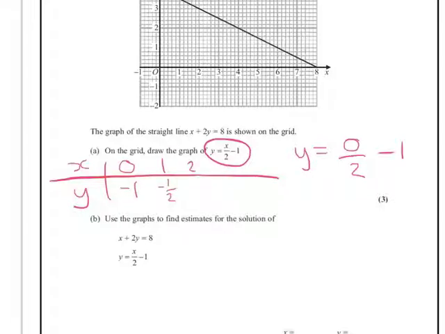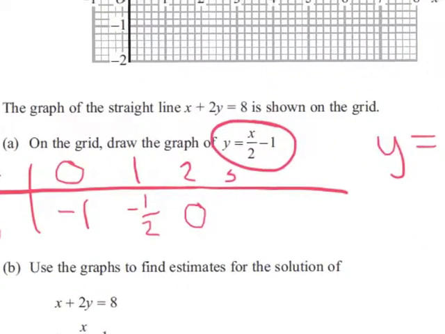We're going to have 2, and that's going to give us 2 over 2, which is 1, take away 1, which is 0. Then we're going to have 3, and 3 over 2 is the same as 1.5, take away 1, which is a half. And if we keep going with 4, 4 over 2 is 2, take away 1 is 1. 5 over 2 is 2.5, take away 1, which is 1.5. Okay, and then 6 over 2 is 3, take away 1 is 2.